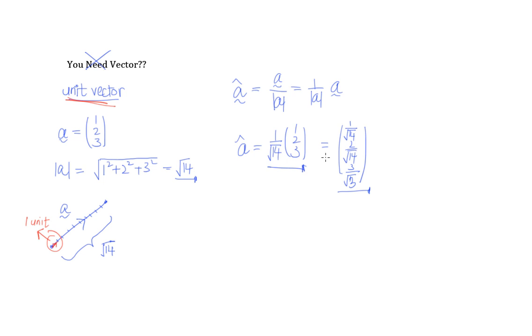Alright, so what it means is that if you were to take this square plus this square plus this square and you add all of them together and you square root, you will get 1. Okay, so it's just this one part of the vector. So this is what unit vector is all about.